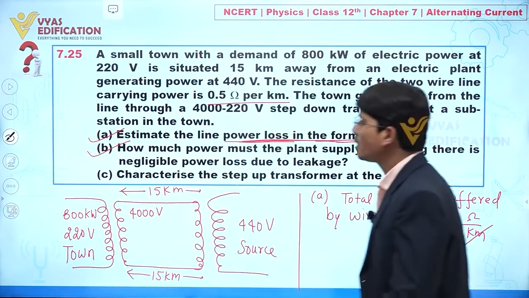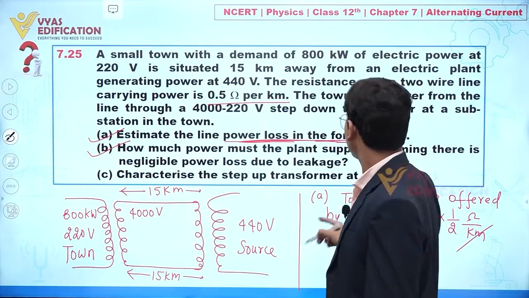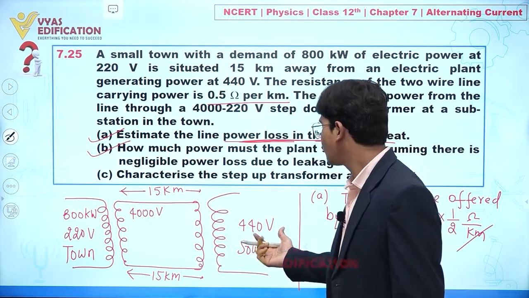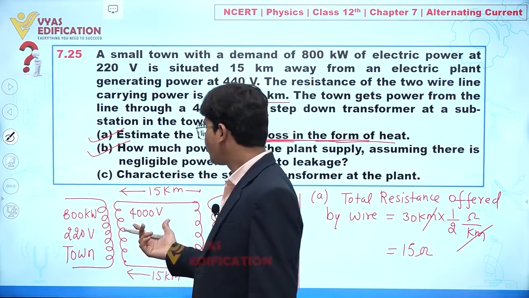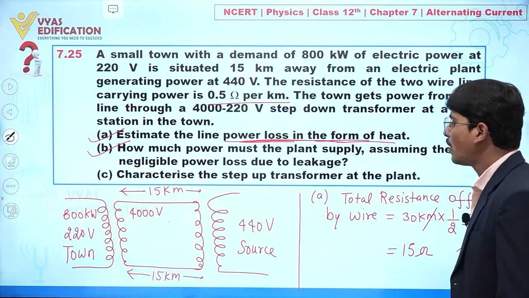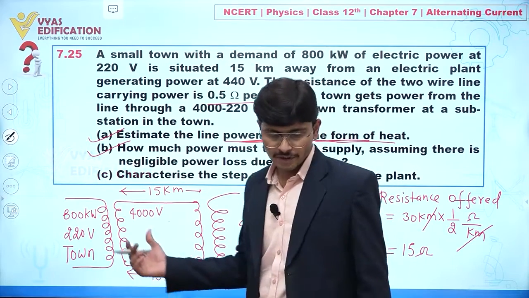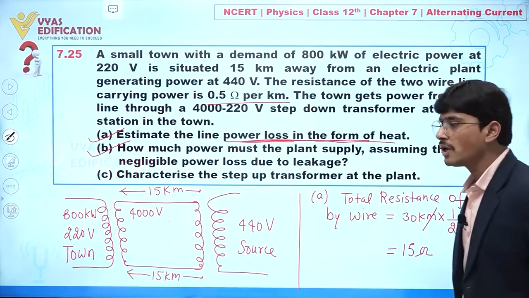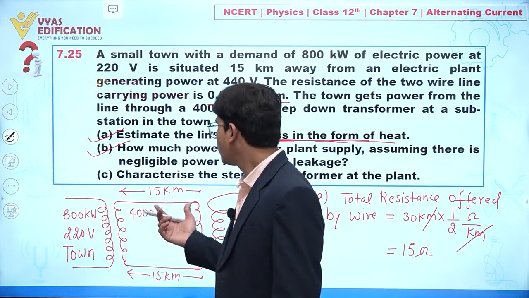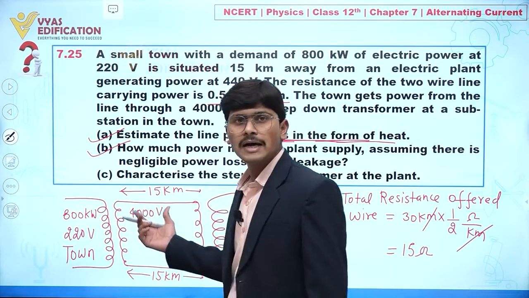Now what about C? Characterize the step up transformer at the plant. At this side we have 440 volt and on this side we have 4000 volt. So how can we find this voltage? How can we calculate? Can we find what the voltage drop is at this line?